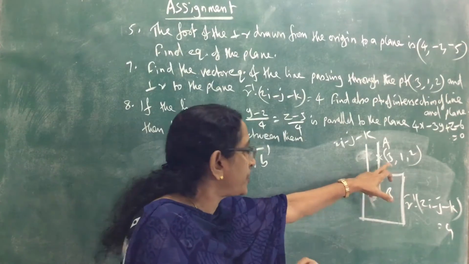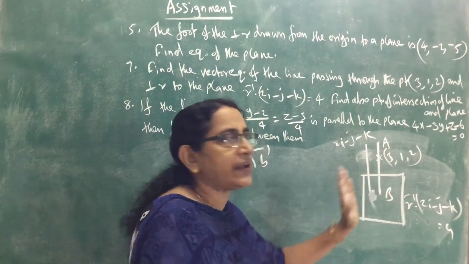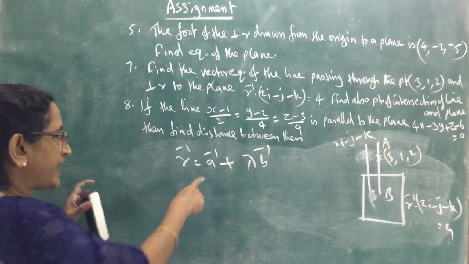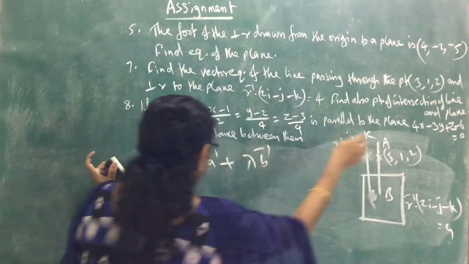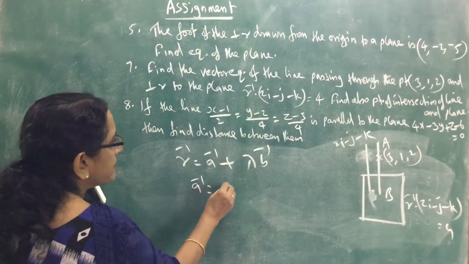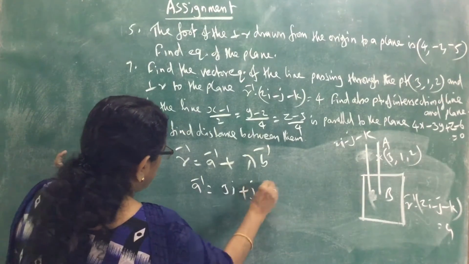We know one point on the line, and we know one parallel vector. So we can write the equation. So what is vector A? Position vector of the given point. Given point is 3, 1, 2. So vector A is 3i plus j plus 2k.